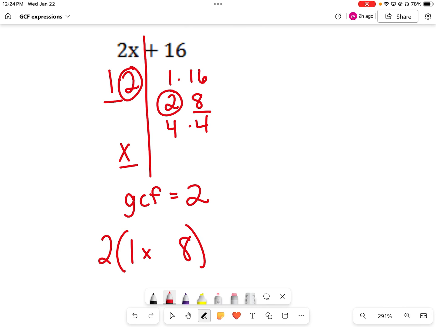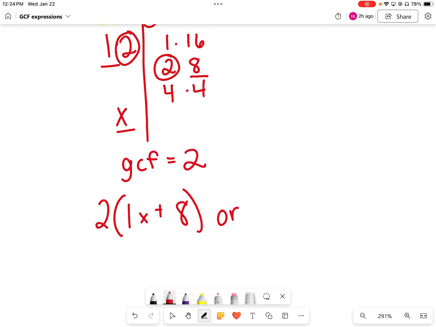And we need a sign between them. So the sign between them is going to be the same as long as this doesn't have a negative out front. And it doesn't. So that makes it plus 1x plus 8. But I like to take away anything unnecessary. And that 1x, the 1 is unnecessary. So I'm going to put 2 parentheses x plus 8. So all we did was we took 2x plus 16 and we divided 2 out of it. 2 divided by 2 is 1x. 16 divided by 2 is 8. Put a box around your answer.